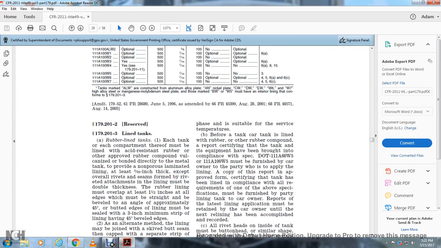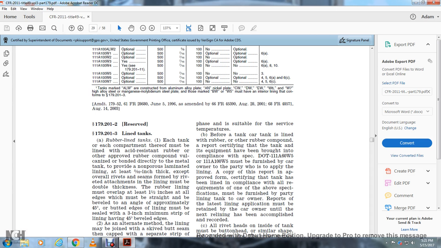Alright, 179.201-2, reserve. 179.201-3, rubber-lined tanks. Each tank or each compartment must be lined with a resistant rubber or other approved rubber compound, vulcanized and bonded directly to the metal tank to provide a non-porous laminated lining at least 1/8 inch thick, except for the overall rivet seam formed with the rivet attachment.